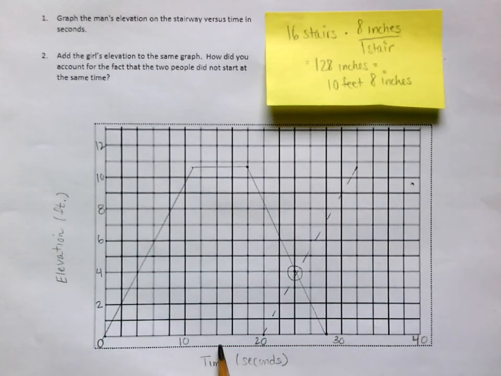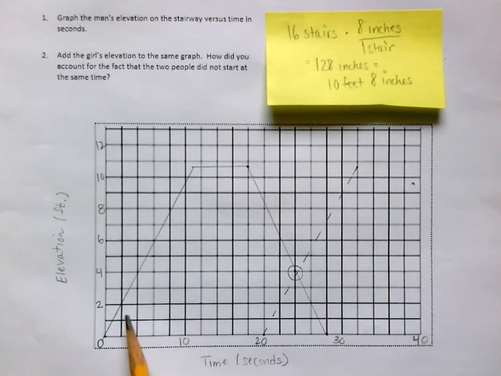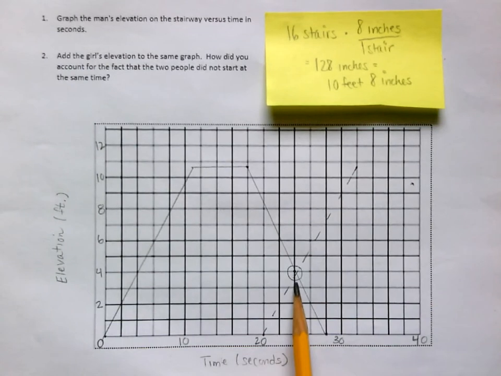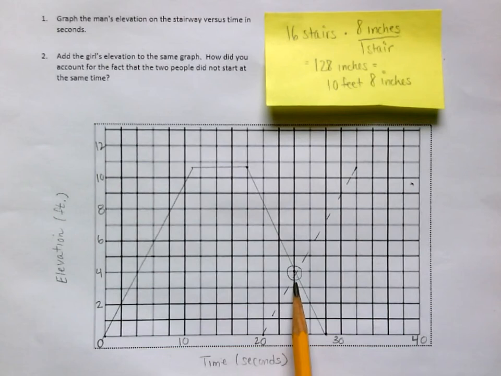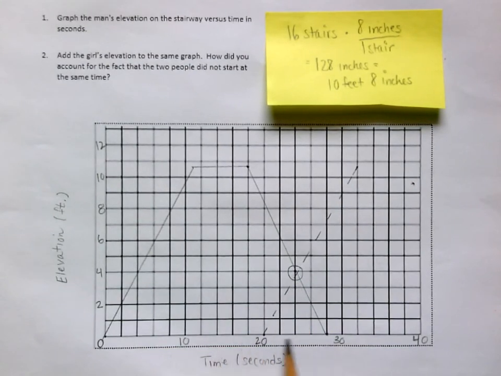So this graph represents the change in elevation of both individuals. And it also indicates when the two cross each other's paths, where these graphs intersect right here. If we look at the scale, we can see that this occurs at about 24 seconds and at an elevation of 4 feet. And I would encourage you to have the students go back to the video and confirm that the intersection point on their graphs is roughly at the same time and maybe at the same elevation as what they see on the graphs here.